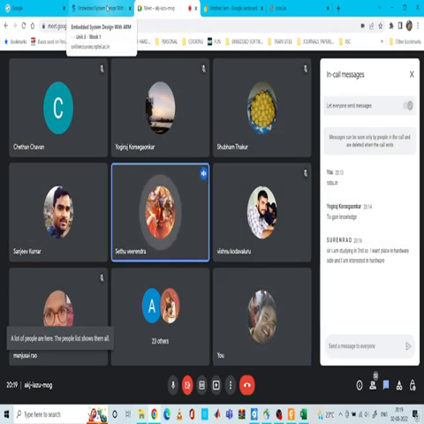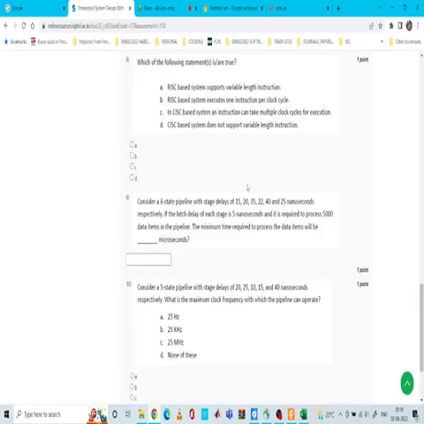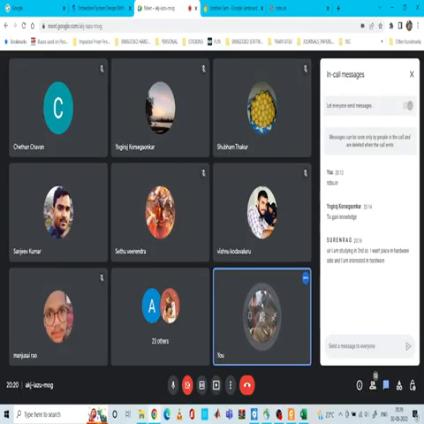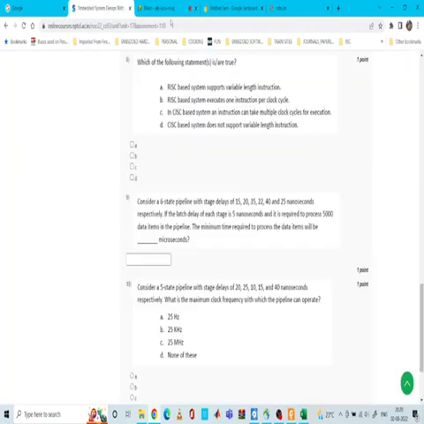Sir, in the assignment I got 200.2 microseconds, shall I write 200 or 200.2, sir? Just hold on. You are getting 200.2, right? Yes, sir. Let me recalculate. If you are getting 200.2, then write 200.2. Okay, sir. Not a problem.